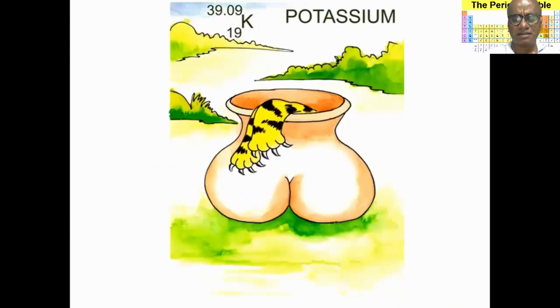And where is this fur, the R-shaped fur? It is inside a pot. The pot is in the shape of the letter M, so pot has M, potassium. The 19th element is potassium.